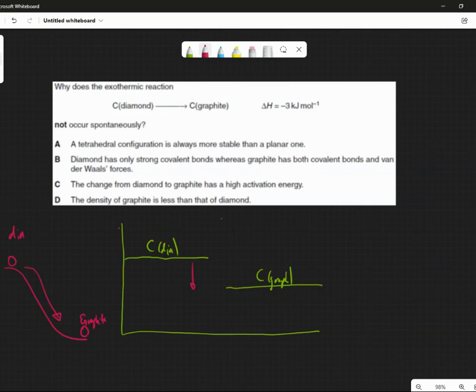Why doesn't a diamond ring turn into graphite? Does anyone know? According to the energetics, it should, because graphite is more stable. So why doesn't diamond turn into graphite? Anyone know? Tetrahedral configuration is always more stable than a planar one. Where the hell did you get that one from? No, it's horrible. Why doesn't it do it? Which one do you think prevents the reaction from happening? Why doesn't diamond turn into graphite?